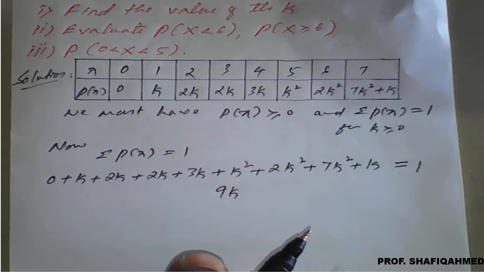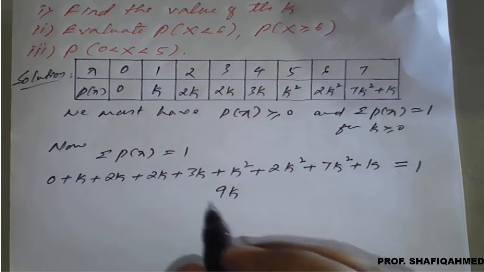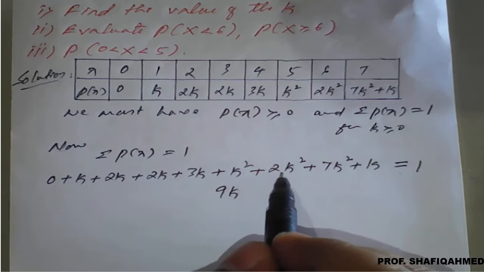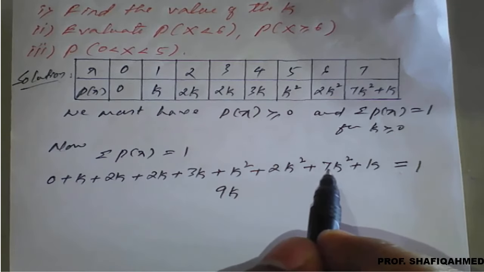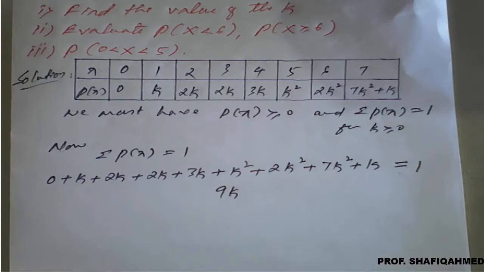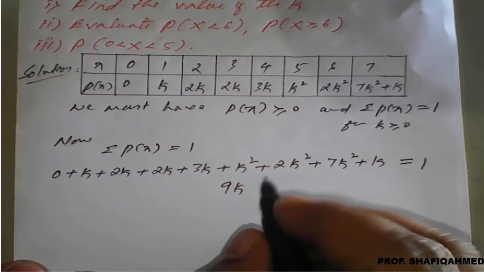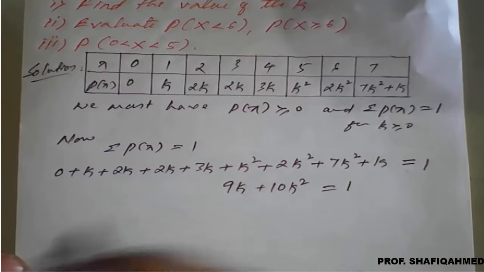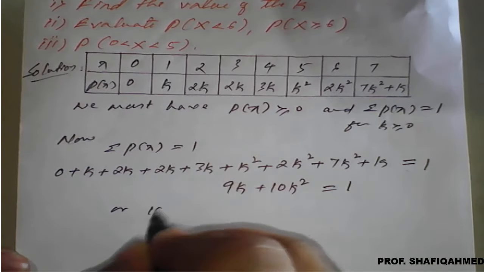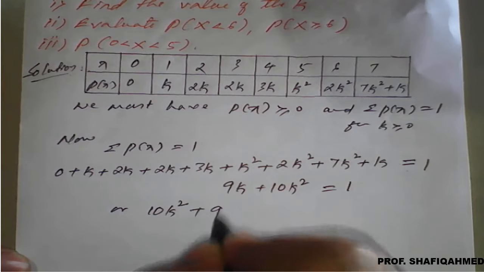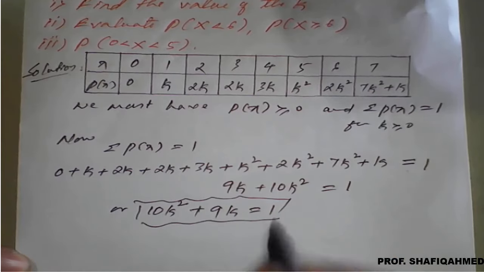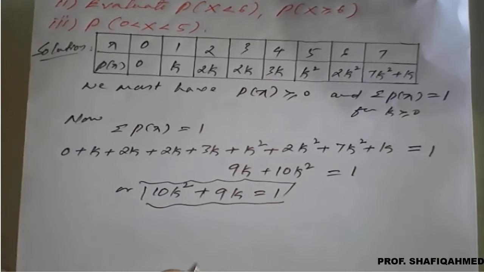Next, the remaining terms are k square. How many k squares? 1 and 2, this is 3k square, plus 7k square, it will be 10k square, equal to 1. I'll rearrange it: 10k square plus 9k equal to 1. So this has become a quadratic equation now.